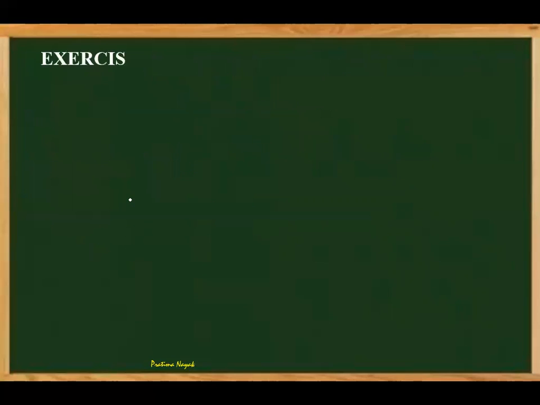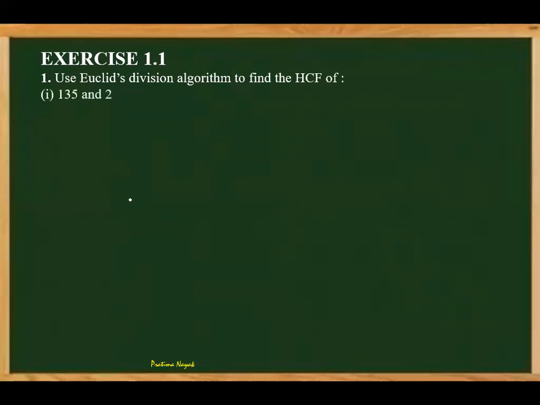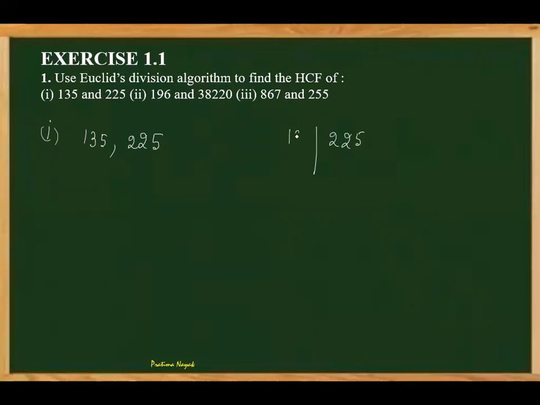So I'm taking exercise questions. Question number 1, use Euclid's division algorithm to find the HCF of 135 and 225, 196 and 38220, 867 and 255. So we'll go one by one. First I'm solving part 1. 135 and 225. So which one is bigger? 225 is bigger. So I'll divide 225 by 135.